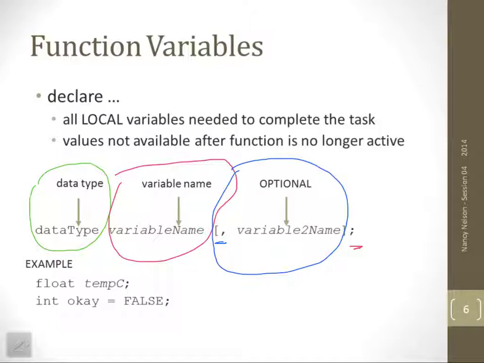So let's take a look at some examples here. We can see we have a floating point number and we have an integer. The variable names, we have tempC and OK. And we have one defined per line, so we have tempC declared on one, OK declared on another, but this one we have also initialized at the same time. Important to remember that each line has to be terminated with a semicolon.